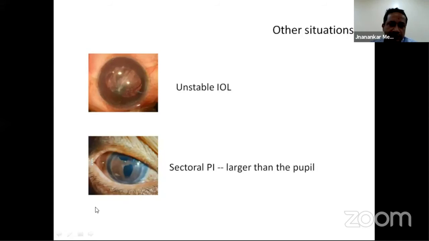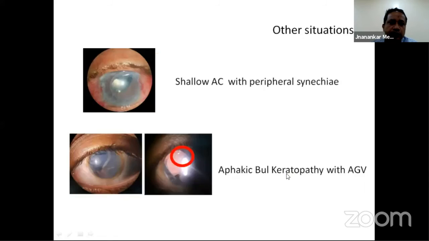These are the other situations that I have mentioned. Sometimes you might have a large sectoral PI which is as big as, or maybe even larger than, the pupil. And there's a very shallow AC where you have to make a smaller size lenticule so that you do not have peripheral synechiae. Now, this is a case of aphakic bullous keratopathy with an AGV valve here. This would need a pupilloplasty and then proper sizing of a disc graft.